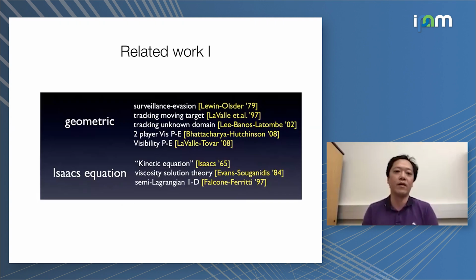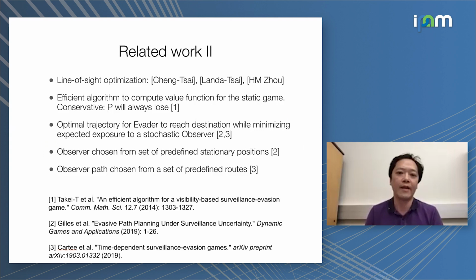This type of surveillance evasion game has, of course, been considered. The earliest we found are papers from 1979, in the 70s, and then the 90s. Continuously, there are people considering this kind of problem. And I've been developing algorithms involving optimizations related to line of sight, and that's why I'm here talking about this particular topic. Recently, there are a couple of interesting papers that pop up. Paper number 2, by Gil and Vladimirsky and others, considers evasive path planning under surveillance uncertainties.